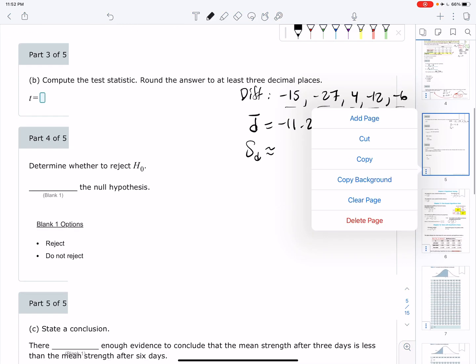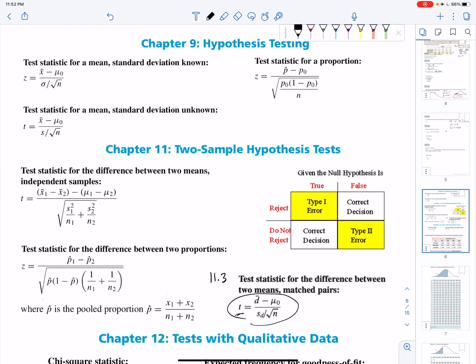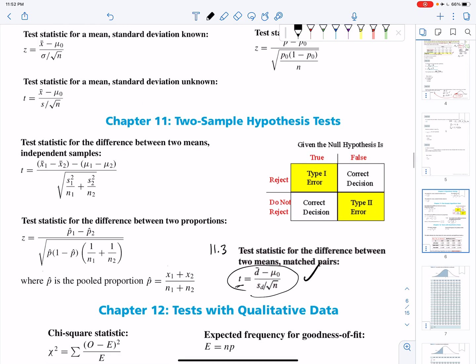Don't want to delete a page. Okay, so now I've got my sample standard deviation of the differences, which is approximately 11.4324. Now I go to my table, or my formula, and there is the formula for my test statistic.